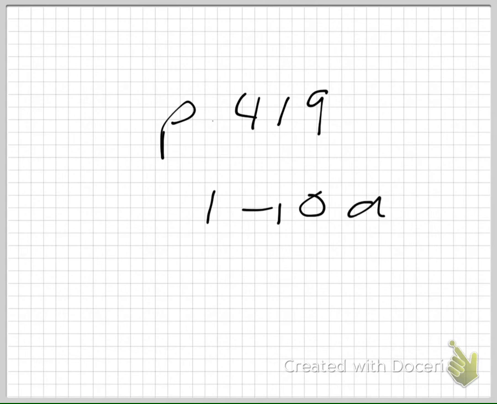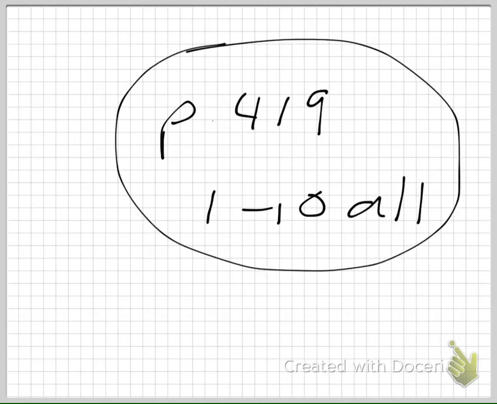Okay. Anyway, I think you guys are ready to do this part of the homework, which is going to be this. I will make it simple. Page 419, 1 through 10, all. You will do that in no time. That'll be a 5-minute lesson. Okay? But you have to do it. It's an easy 10 points. All right. You guys are out of here.